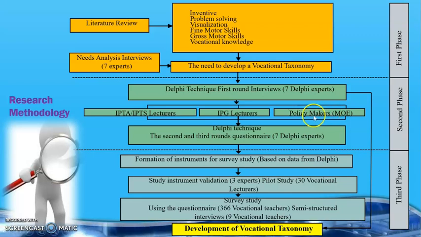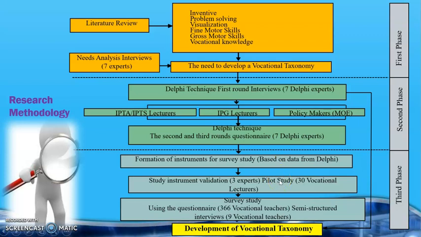In the first round, these experts were interviewed. Then in the second and third rounds, they answered questionnaires. A high level of agreement was achieved by the third round, so the interview process was halted. The experts agreed that vocational teaching strategies required a transition from simple activities to more complex tasks. For these reasons, the vocational taxonomy is designed to be hierarchical, starting from the most basic domain of knowledge and culminating in the inventive domain.